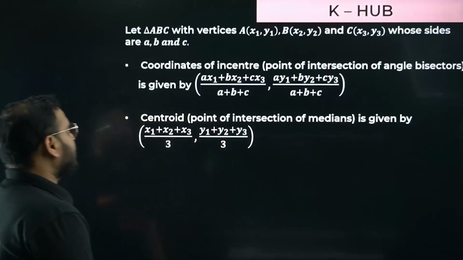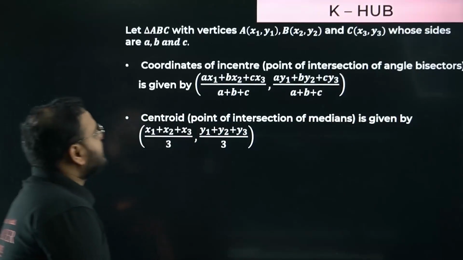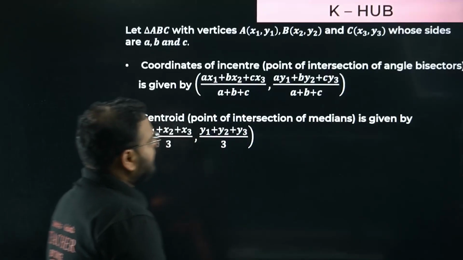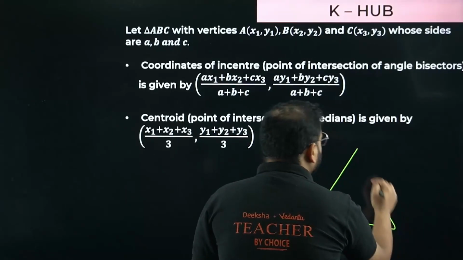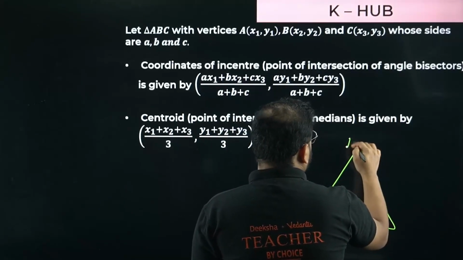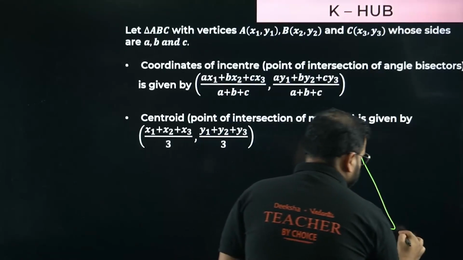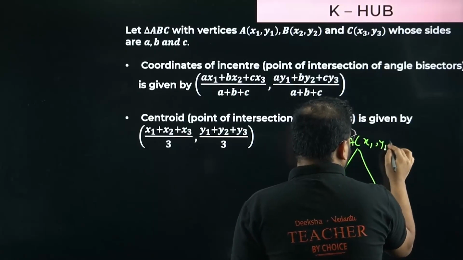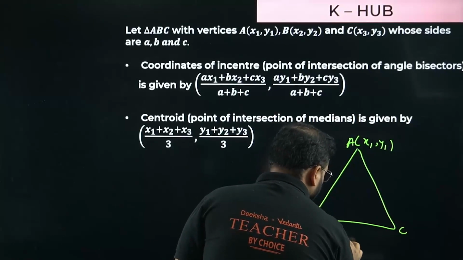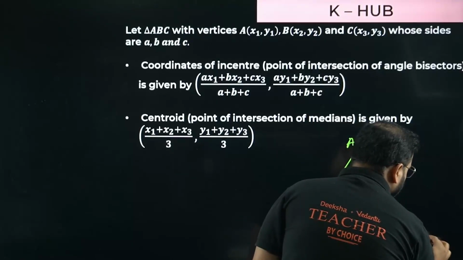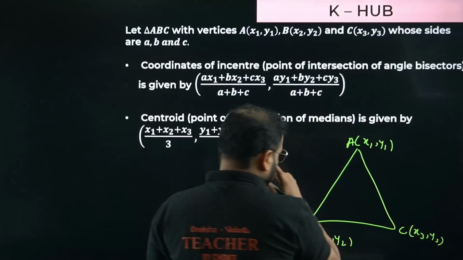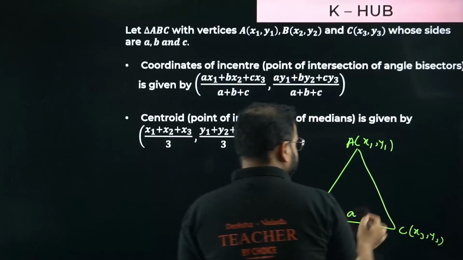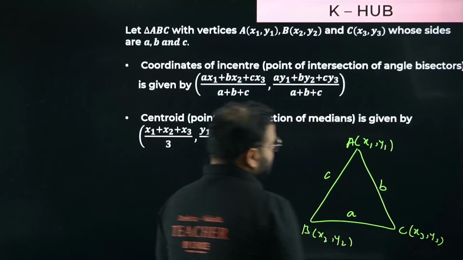Now in K-Hub, the knowledge hub, today let ABC be a triangle with vertices A (x1, y1), B (x2, y2) and C (x3, y3), whose sides are a, b, c. This side will be your side a. Opposite to the angle A will be side a, then side b and side c.